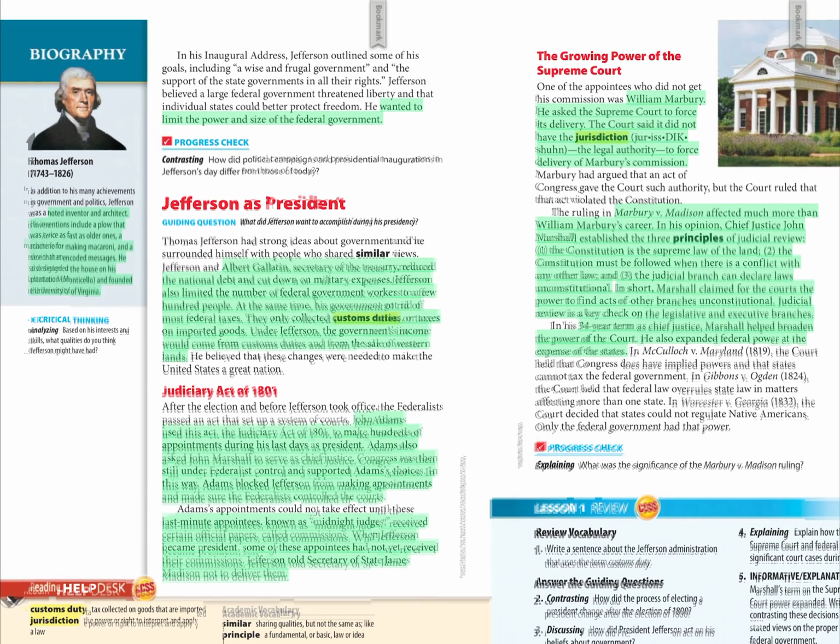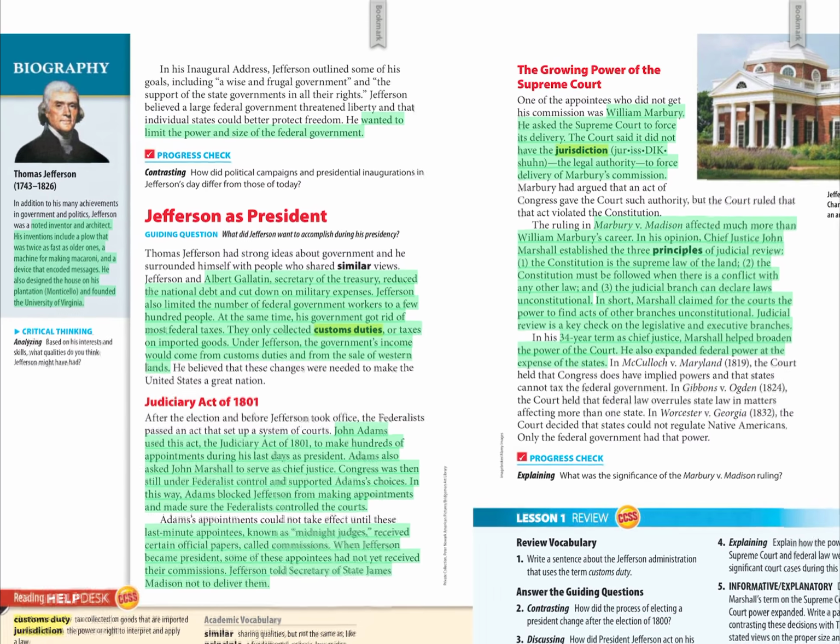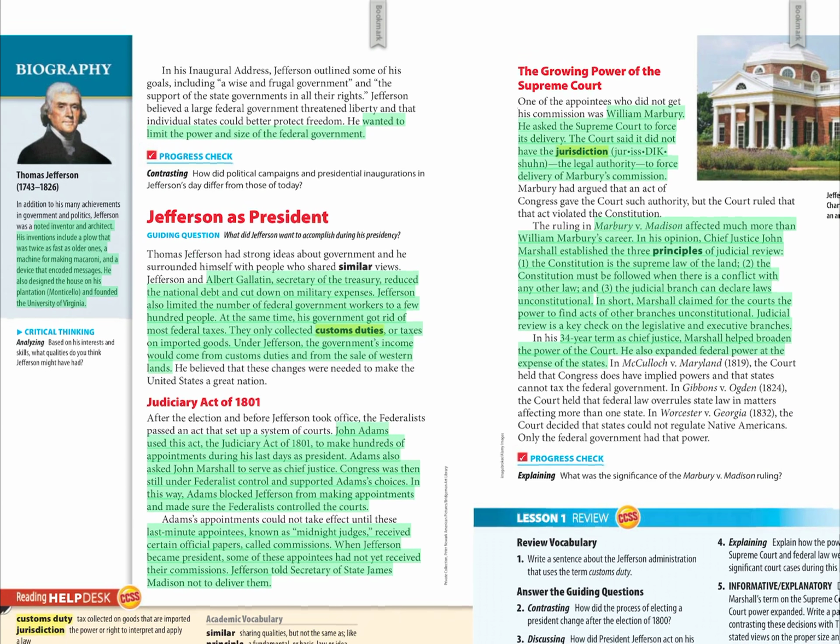So that was all well and good, but unfortunately, these what they call last minute or midnight judges did not get their paperwork. Those papers are called commissions. And so when Jefferson came in and he had his Secretary of State, Madison, they found these papers and they did not want to deliver them. They figured, okay, well, that's all well and good that you made the appointment, but you didn't finish it, right? The paperwork didn't get sent. And so he wanted to not send it and to be able to put in his own people.